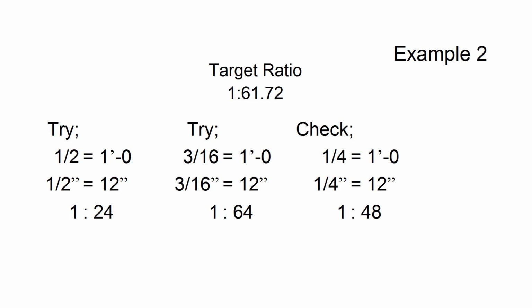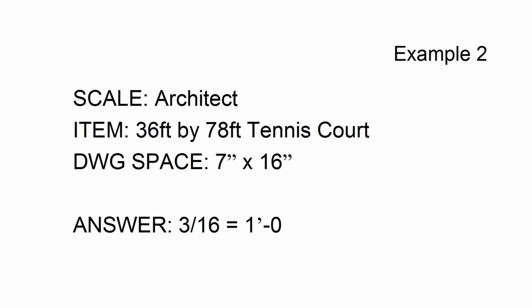The closest ratio is the 1 to 64, and it is enough reduction. So 1 to 48 is too low of a reduction. 1 to 64 is the closest we can get using an architect scale. Thus, to do the desired task, the architect scale we would want to use is 3/16 of an inch equals 1 foot.